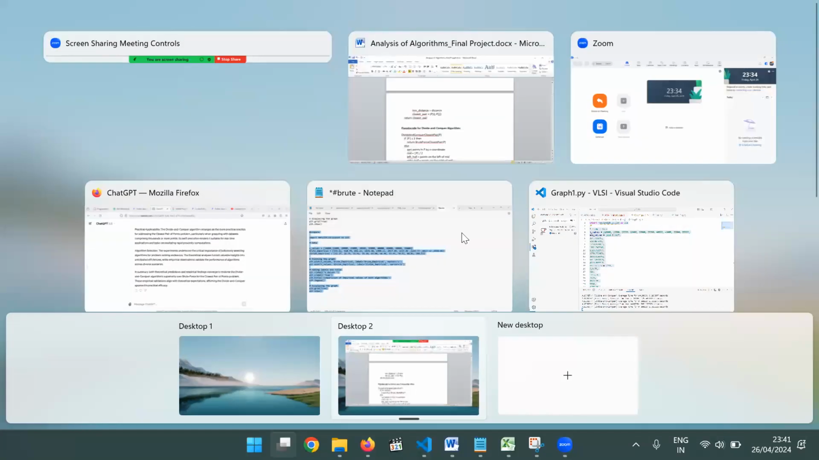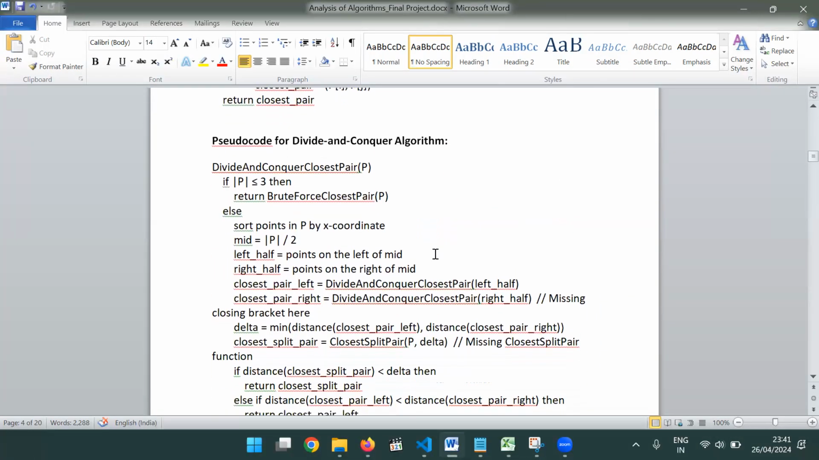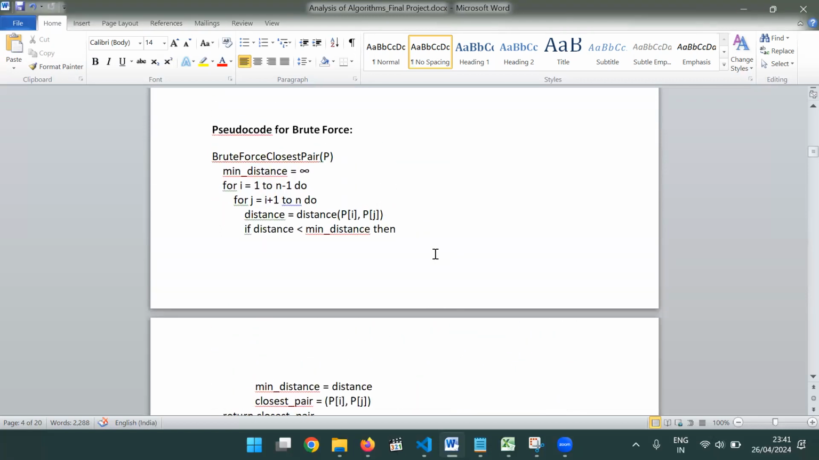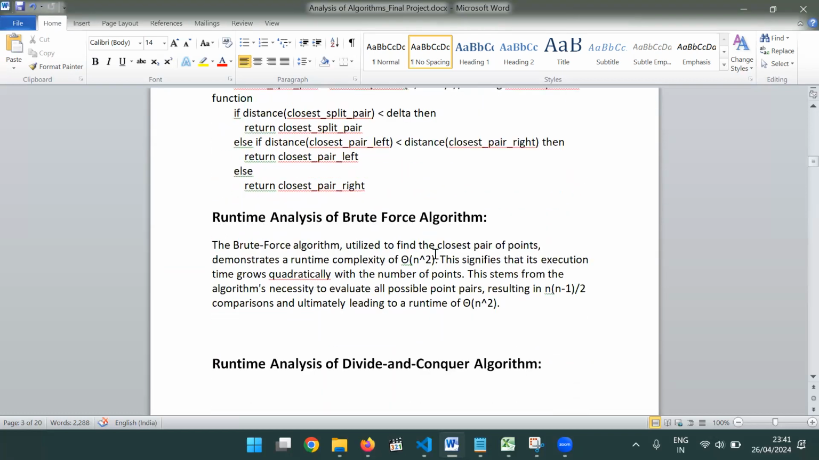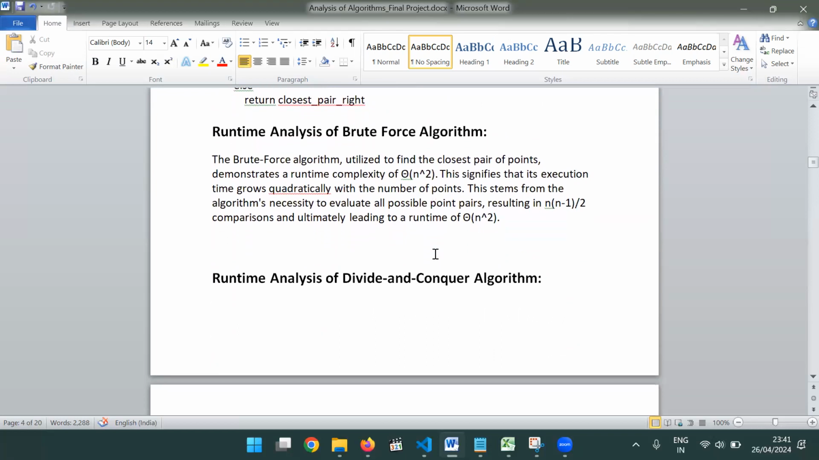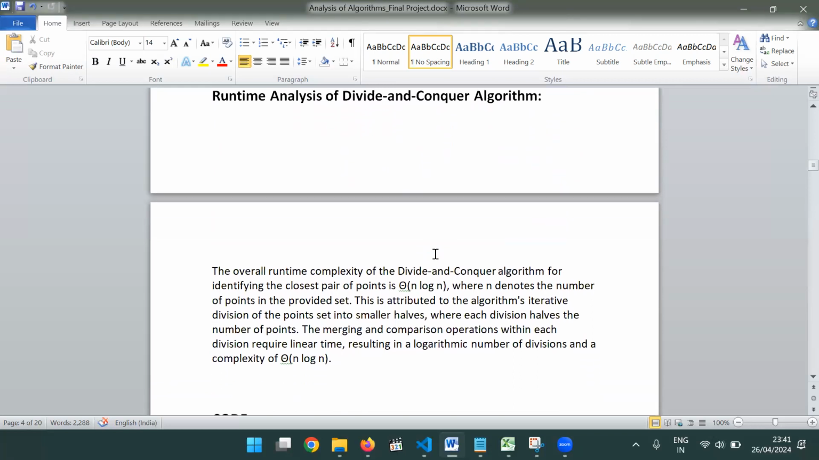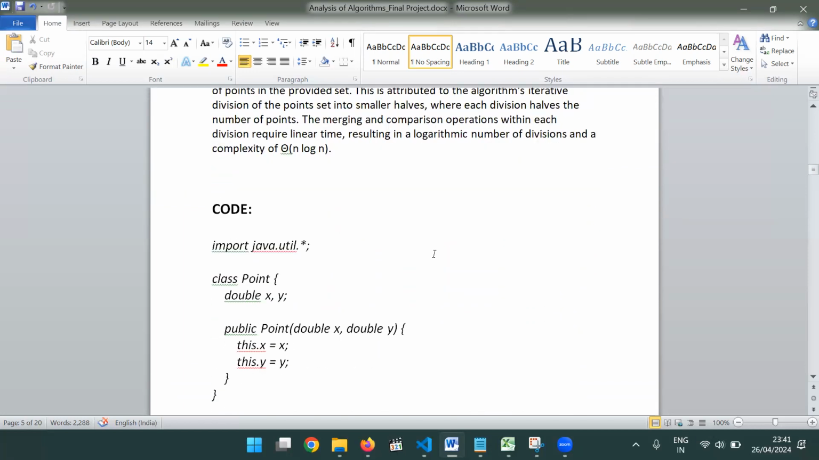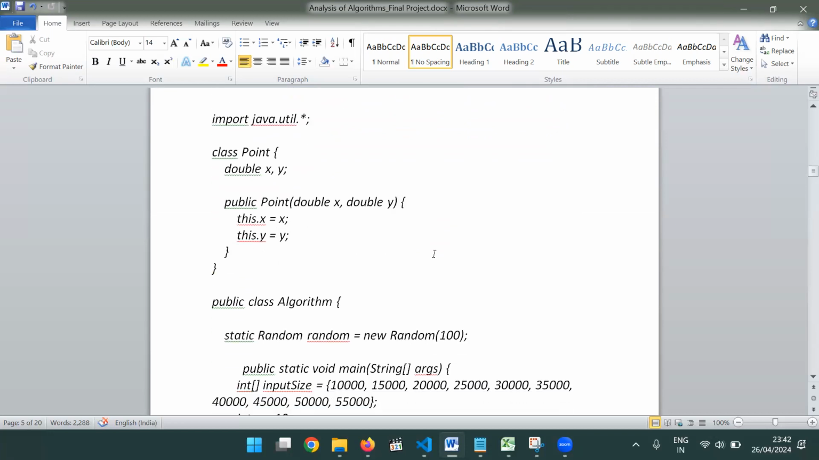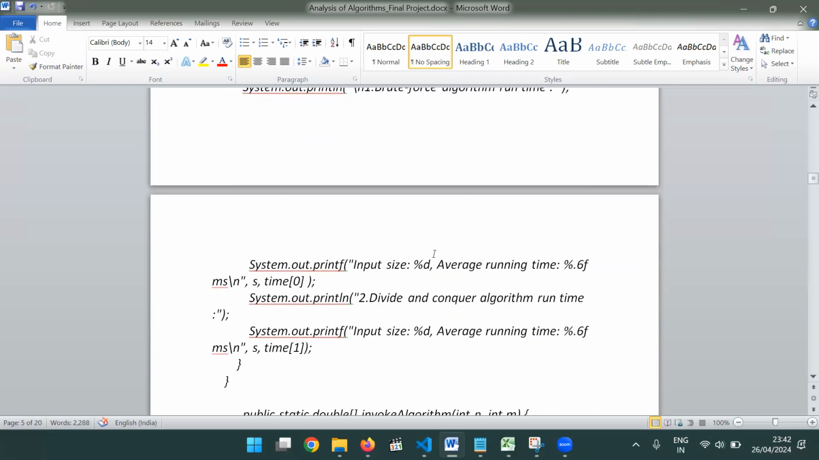Here is the pseudocode for the divide and conquer algorithm, which is discussed, and here is the pseudocode for the brute force algorithm. I have already discussed the runtime analysis for the brute force algorithm, that is big O of n square, theta of n square, and the runtime analysis for divide and conquer is big O of n log n. And here is the code that I ran in the online compiler for both divide and conquer and brute force algorithms.